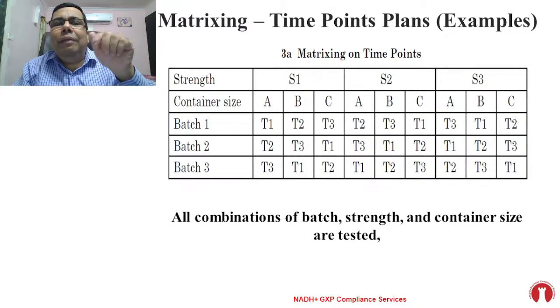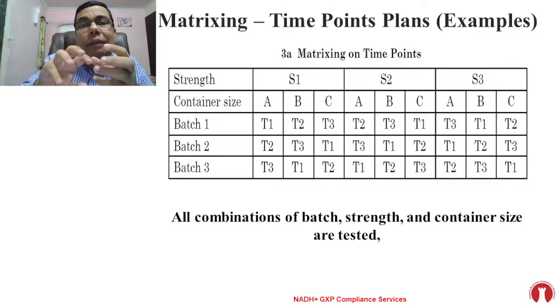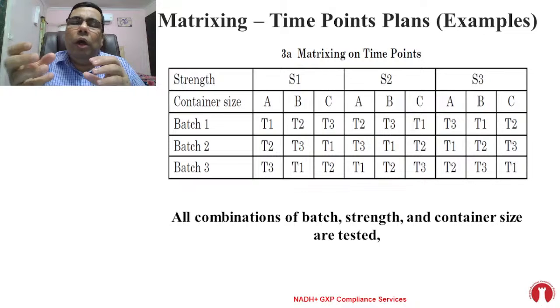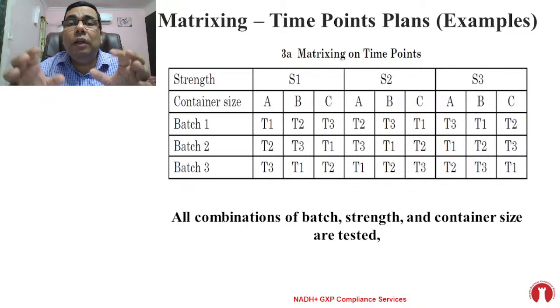Batch 1 container size A is tested. Then batch 3 container B is tested. Then batch 2 container C is tested. That means all container sizes, all different strengths, and all different batches are considered under this scenario of a matrixing approach.